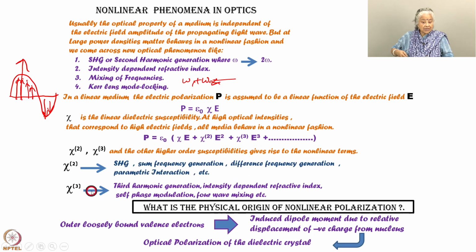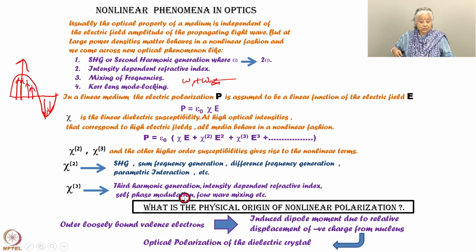And then we have the chi 3 effect, the third order polarization, where third harmonic generation is possible. That means if you have an input frequency of omega, you will get 3 omega. Third harmonic generation, intensity dependent refractive index. Here I have spoken about intensity dependent refractive index. It happens because of chi 3. It is a third order phenomenon, not a second order phenomenon.